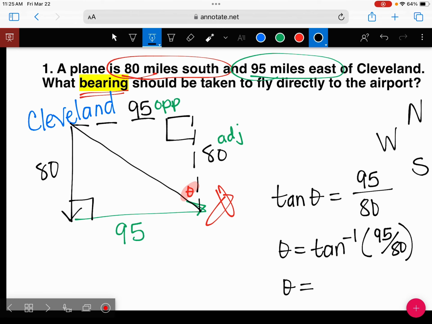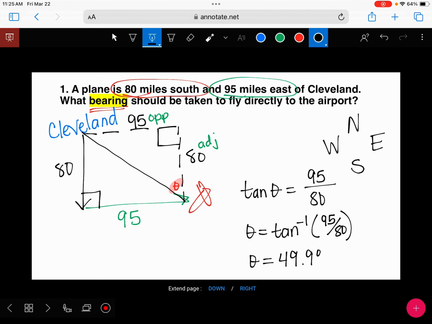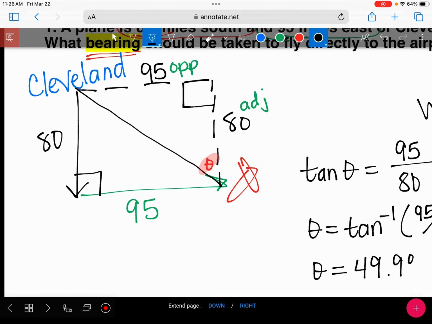So what did you get when you typed in inverse tangent 95 over 80? 49 point what? All right, who got 49.9? Okay, so remember, whenever we're talking about a bearing, though, we have to use direction.